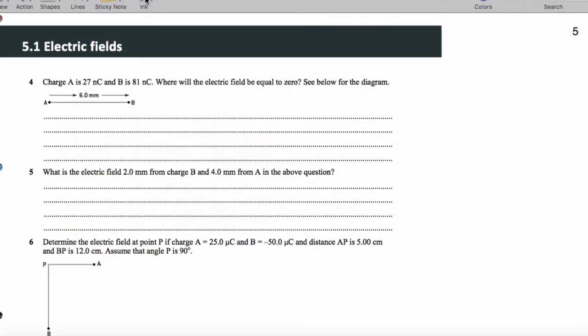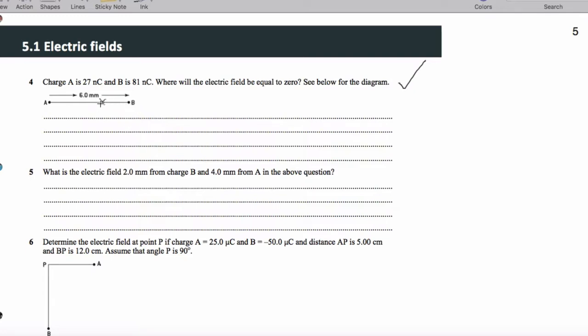All right, now here, this is a doubly challenging problem because what you want to do is actually figure out one point. There will be, so these are the charges. It turns out that the point where the field will be 0 will be somewhere in between, and you actually have to go ahead and try to calculate that. And let's see, 2 millimeters from charge B.